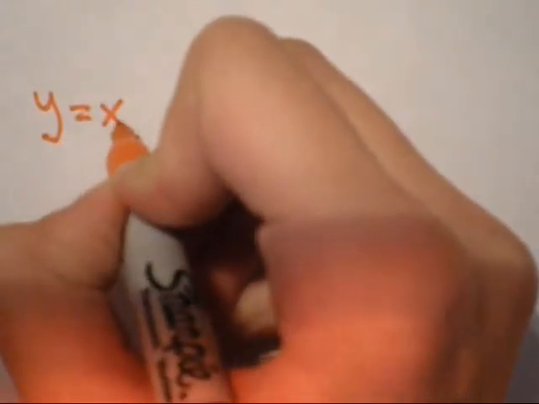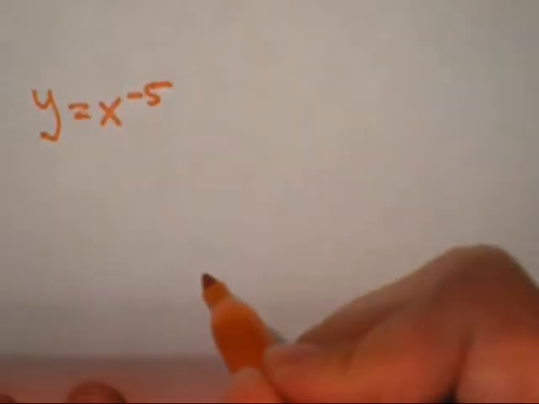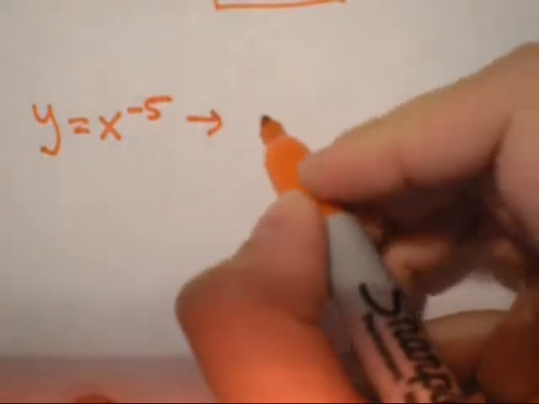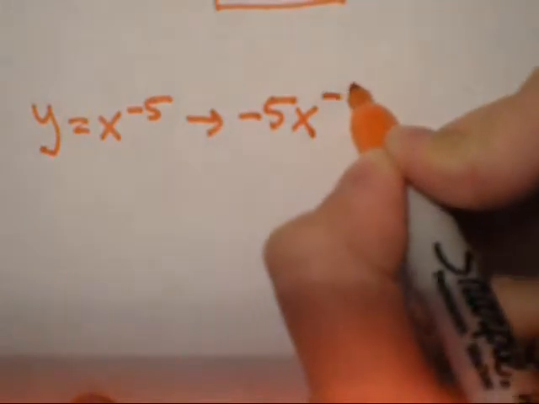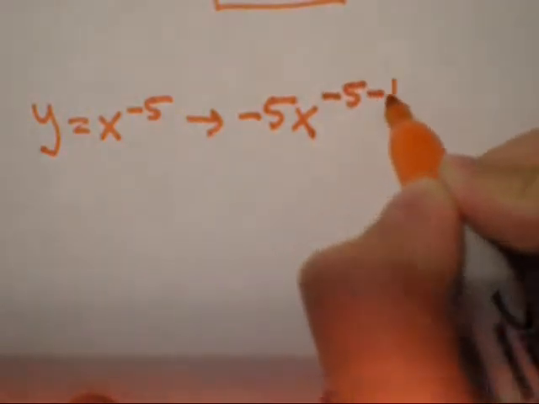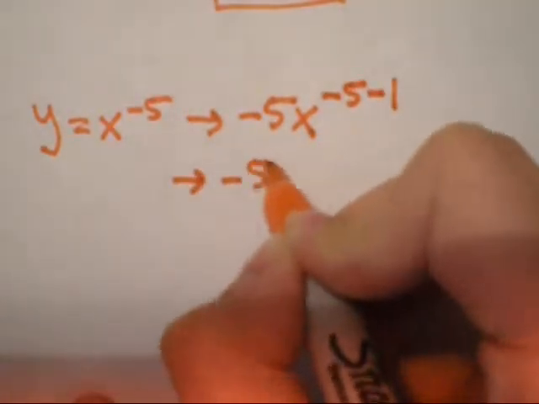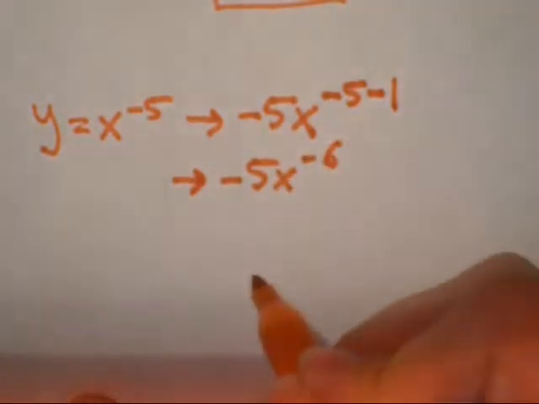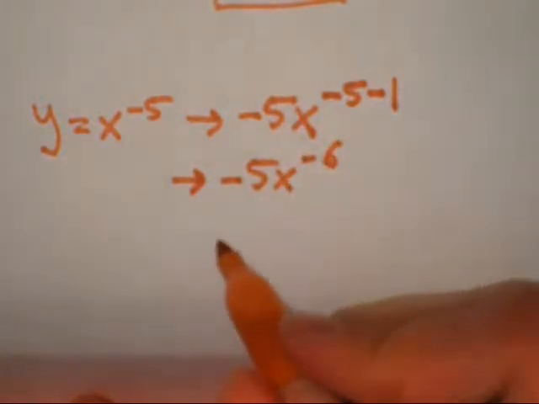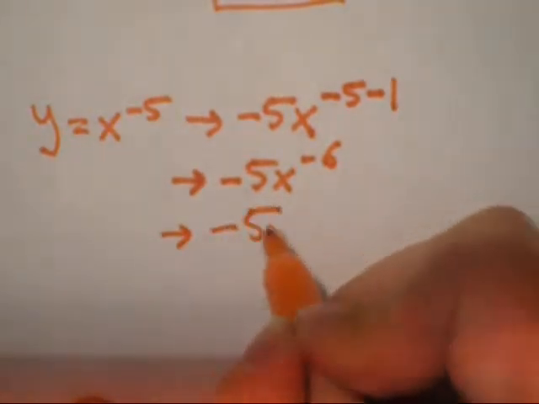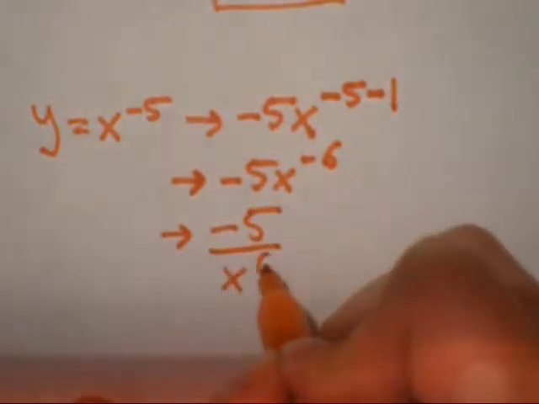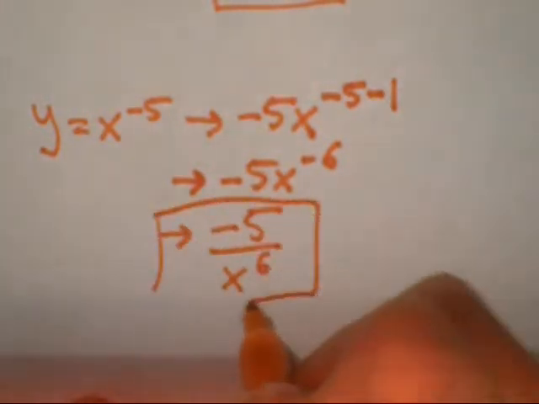Alright, next example, we have y equals x to the negative 5. So what we do here is negative 5 out front, x to the negative 5 minus 1, so that gives us negative 5x to the negative 6. And if you want to simplify that further and make sure there's no negative exponents, negative 5 over x to the 6th. That would be our final answer.